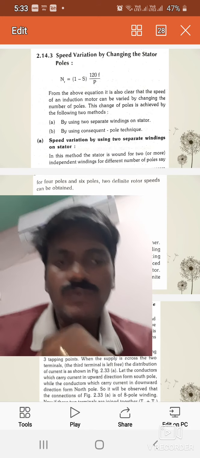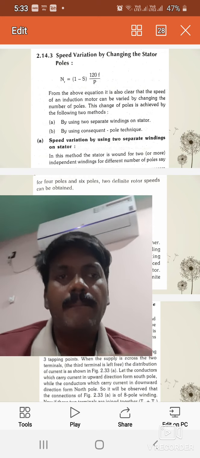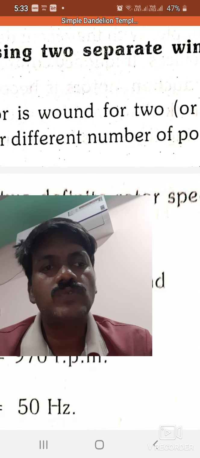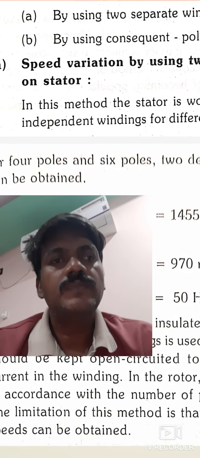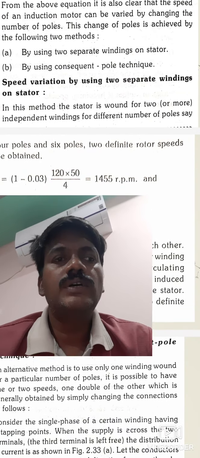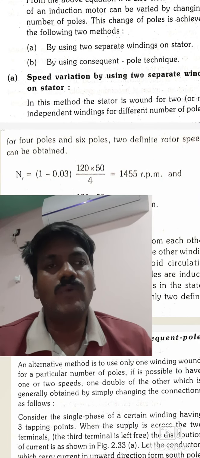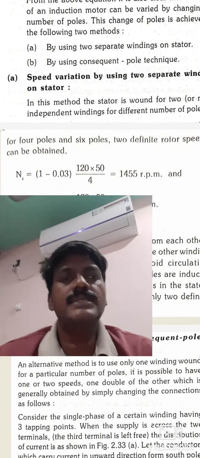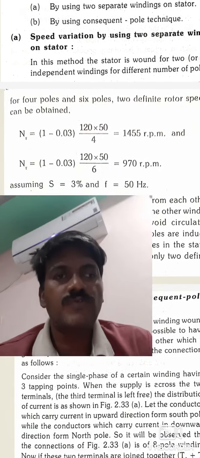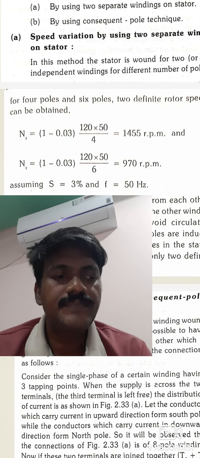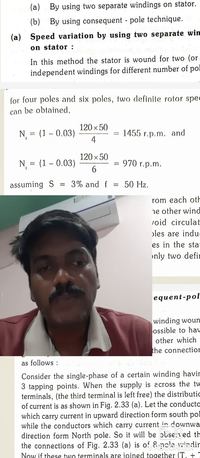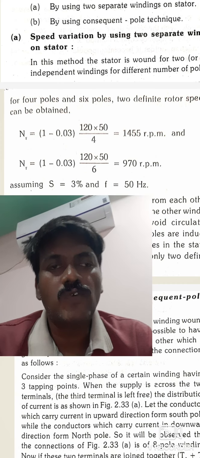So let us consider the first one, that is by using two separate windings on stator. In this method, the stator is wound for two independent windings for different number of poles, say 4 poles and 6 poles, right? It is designed for or wound for two different poles.